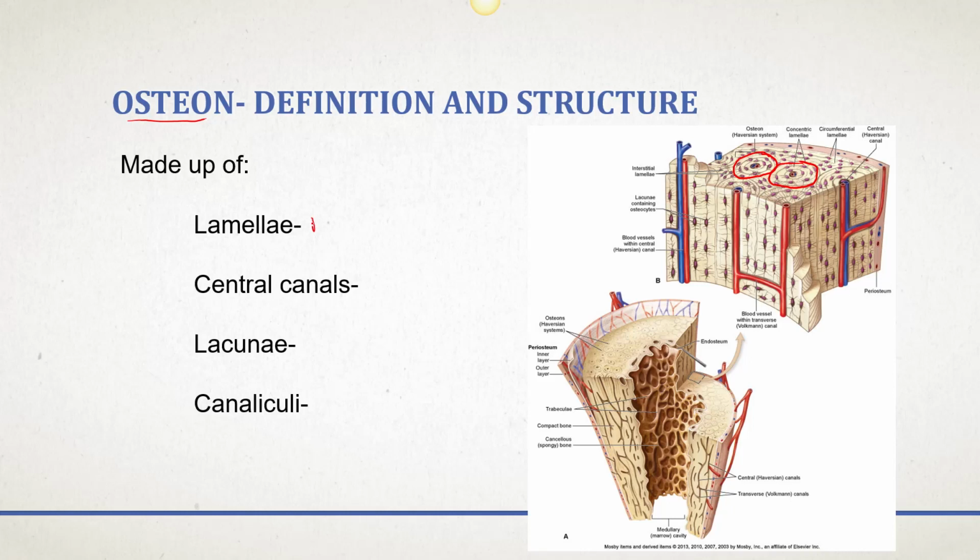The lamellae are the rings, which, if you remember from the tissues lecture, look kind of like rings from a tree. The central canals go through the center of each osteon, and they contain blood vessels and a nerve supply. The lacunae are the cavities that contain the osteocytes. And the canaliculi are tiny tunnels that allow for nutrients to get from the central canal to each one of the osteocytes.